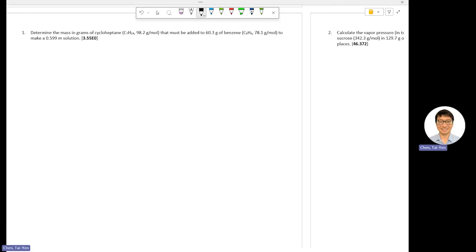Determine the mass in grams of cycloheptane. Let's give you the formula and the molecular weight. That must be added to 60.3 grams of benzene to make a 0.599 m solution. So what's the keyword here?